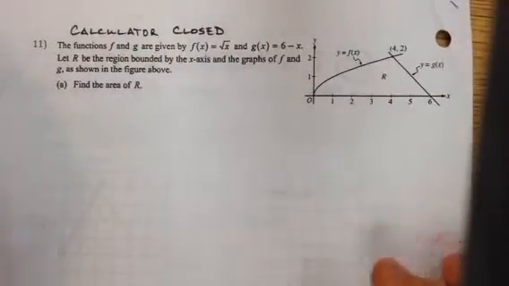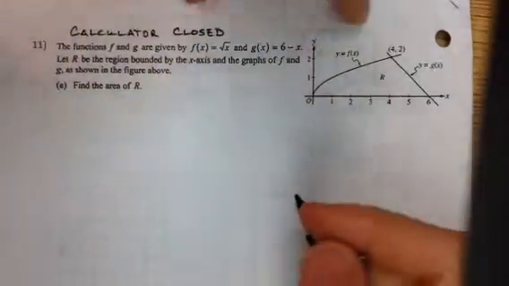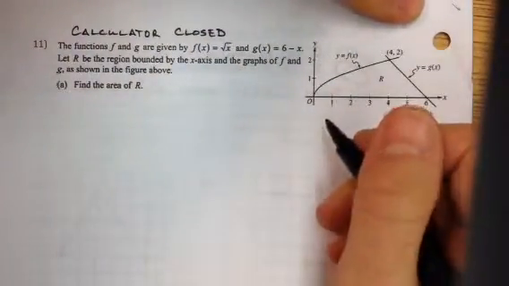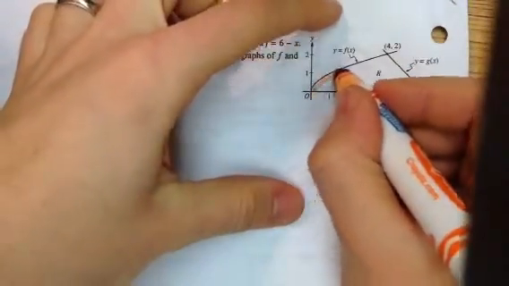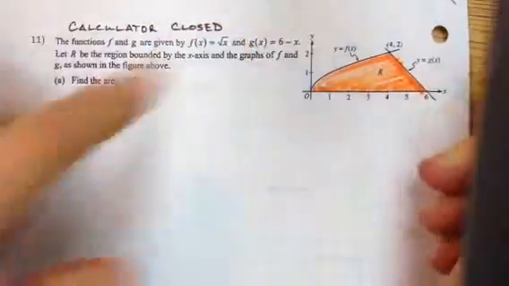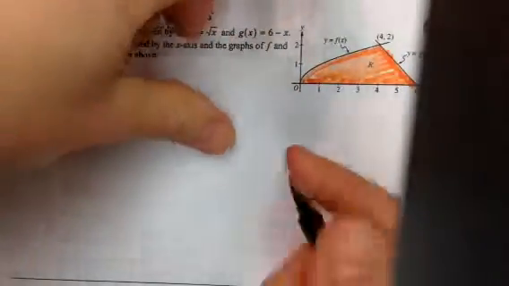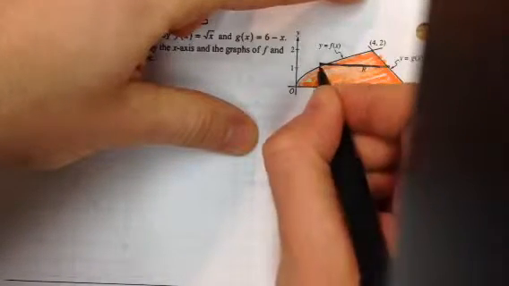This is problem number 11, which should be calculator closed from the review for Performance 8. And one thing we should notice about this area that we're given, this region R, is that if you want to do function minus function, you need to do horizontal strips here.